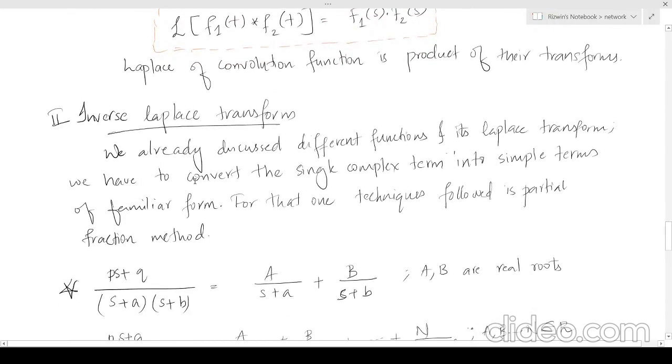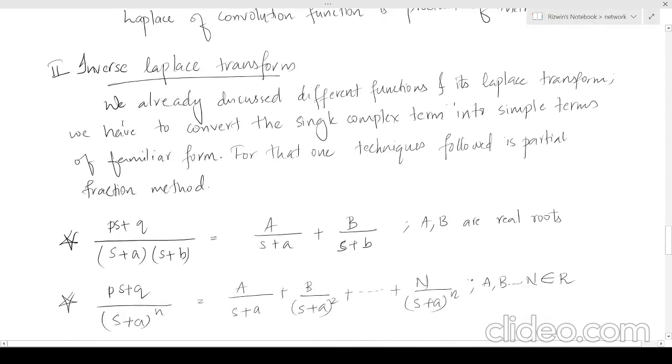Now till now we discussed all about the Laplace transform. Now let's discuss the inverse Laplace transform. We know what the inverse will be for simple terms like 1 by s plus a, or a by s plus a, or, as we already discussed, omega by s square plus omega square, or omega by s square minus omega square, which will be sin omega t or sinh omega t, etc.